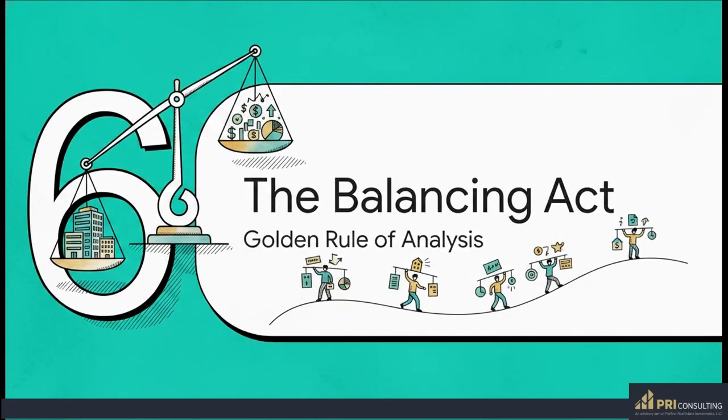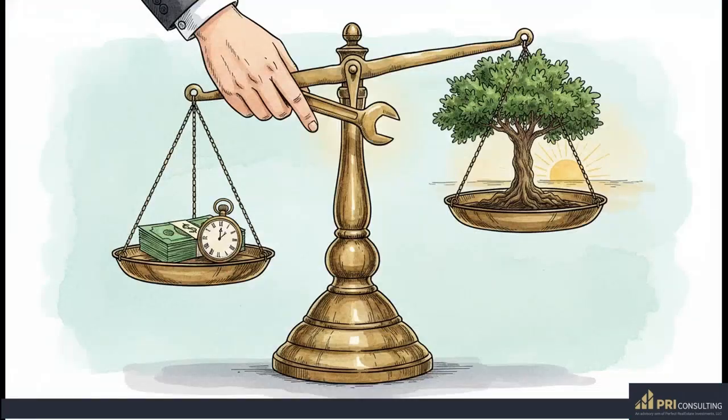Section 6, the balancing act. The golden rule of deal analysis. This dictates exactly how you must wield this newly acquired language responsibly. In commercial real estate, there is this constant tension between short-term needs, represented by your cash-on-cash return, and long-term goals, represented by your IRR and equity multiple. We call navigating this the PRI Paradigm.